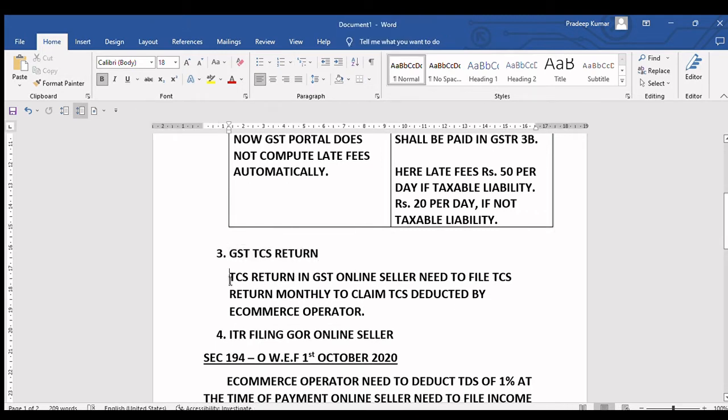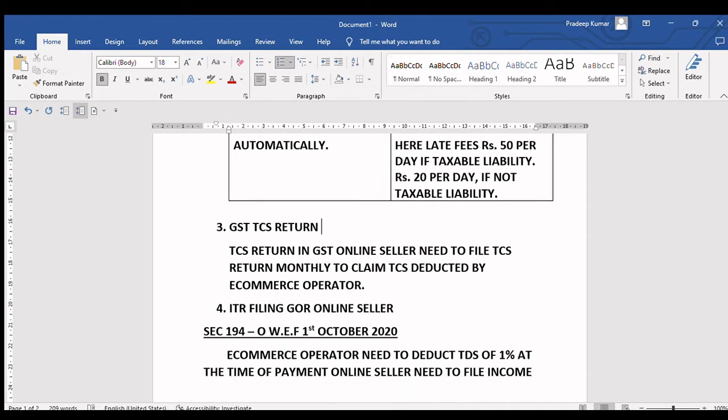So guys, now what is the GST TCS return? The full form of TCS is tax collection at source. TCS is charged at 1% on the taxable amount. So you will get input of this, like the TCS return in GST. Online sellers need to file the TCS return monthly to claim the TCS deducted by the e-commerce operator.